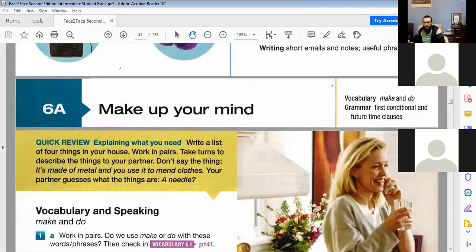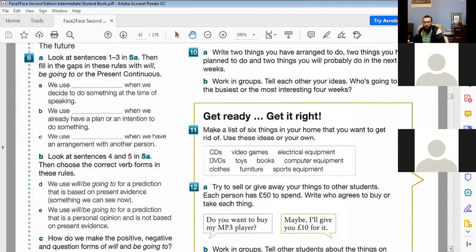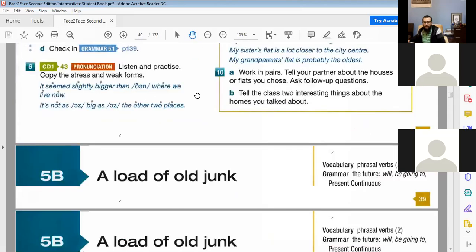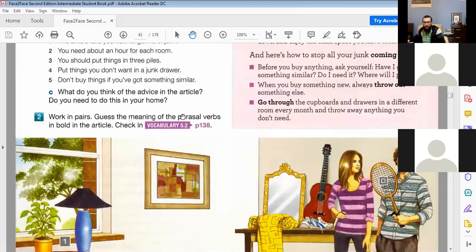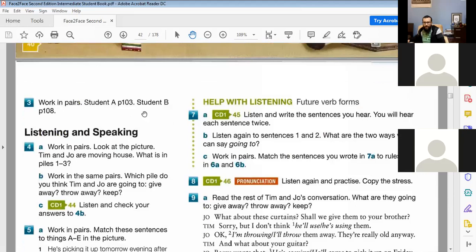What's this? Who are we here? 5B. Okay, here it is. Yeah. All right, so we did number two. Now let's take a look at this. Okay, so this is the next section.